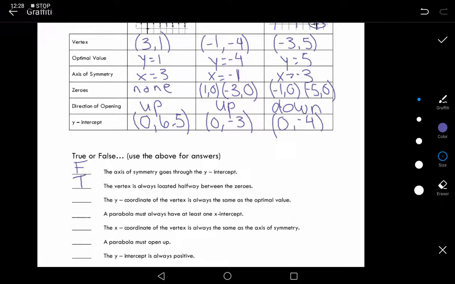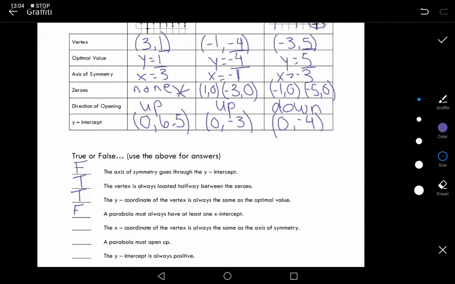Okay, the next one. The y-coordinate of the vertex is always the same as the optimal value. As we can see, that is also true. A parabola must always have at least one x-intercept. Well, we can see from this one here, where we said there wasn't any, that has to be false, right? It doesn't always have one x-intercept, and these two here have two, right? So we know that that's not true.